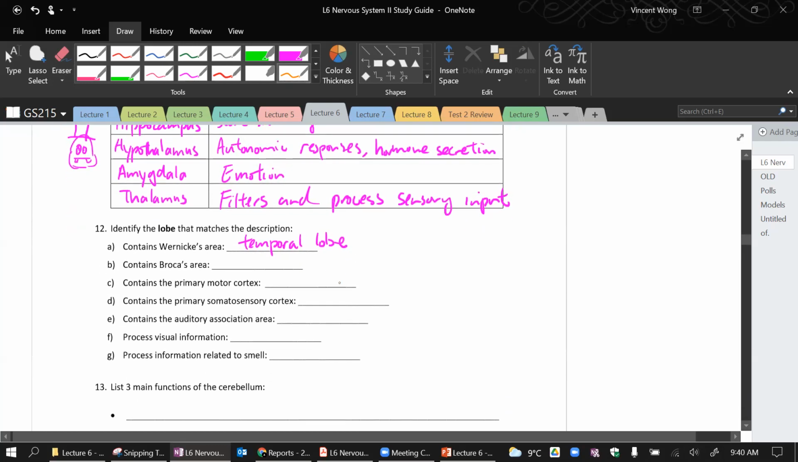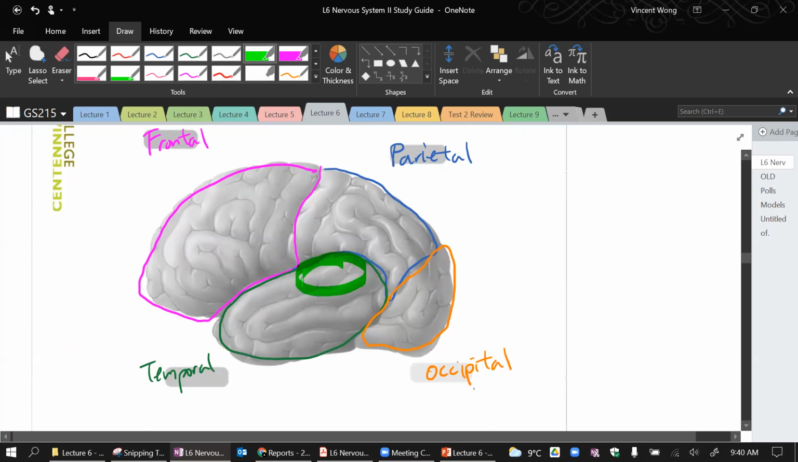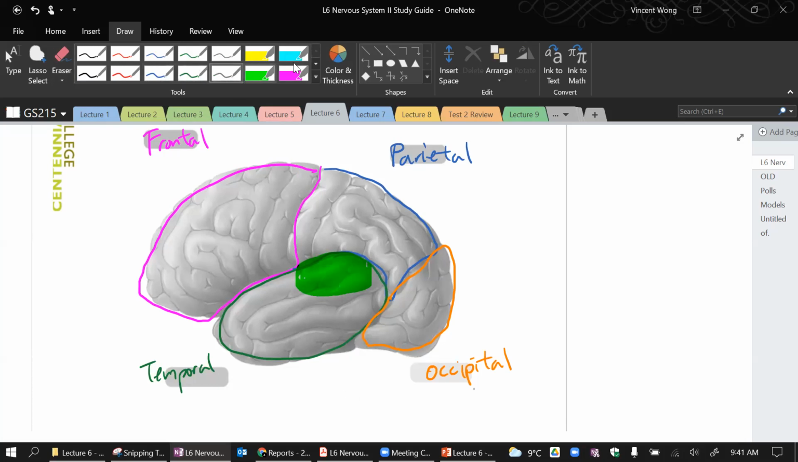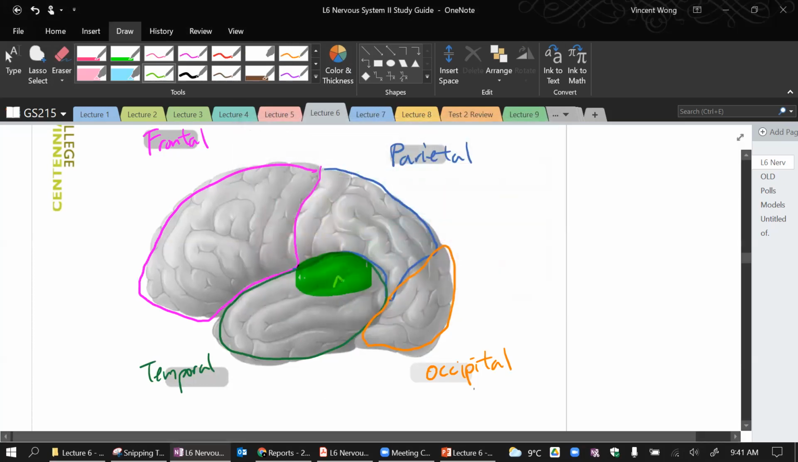So Wernicke's area is in the temporal lobe. It is actually right here. That's the Wernicke's area. We can actually label that. It's the interpretive area of the brain. It allows you to understand what people are saying. It allows you to understand what you're reading.